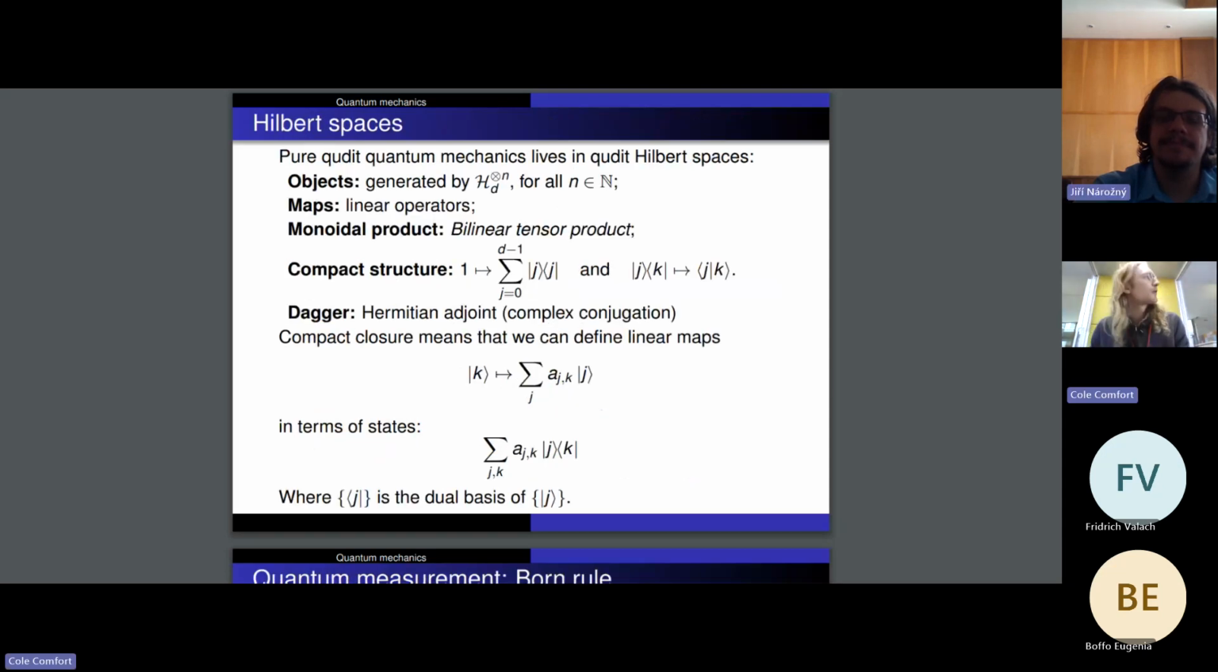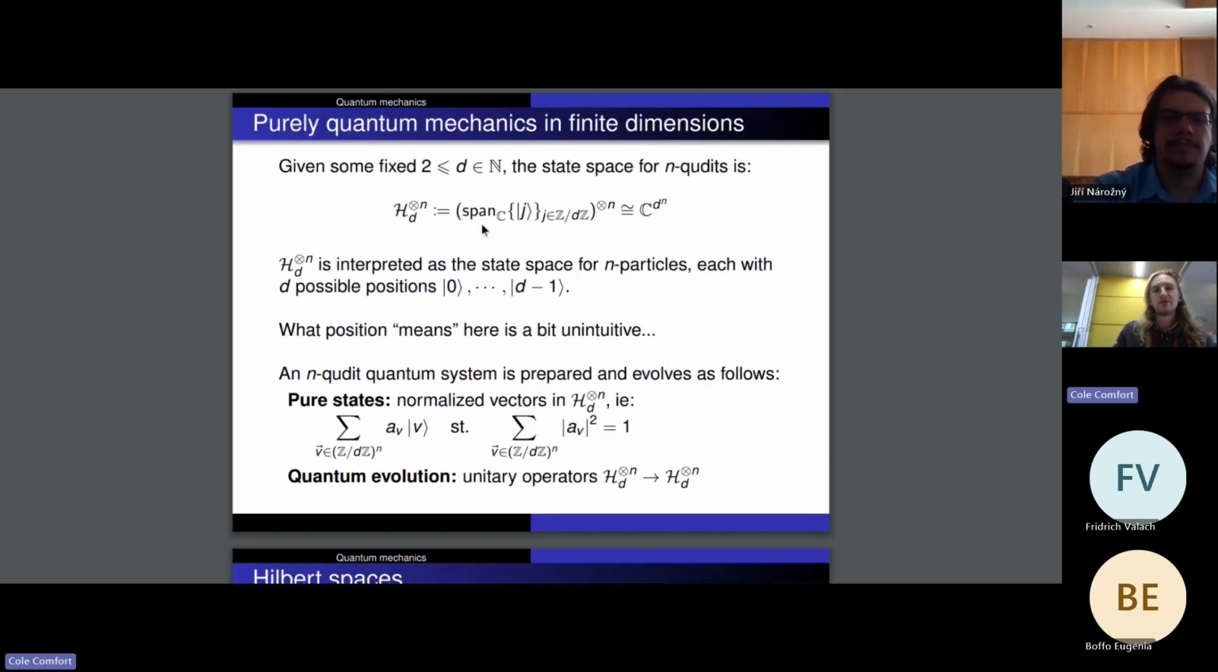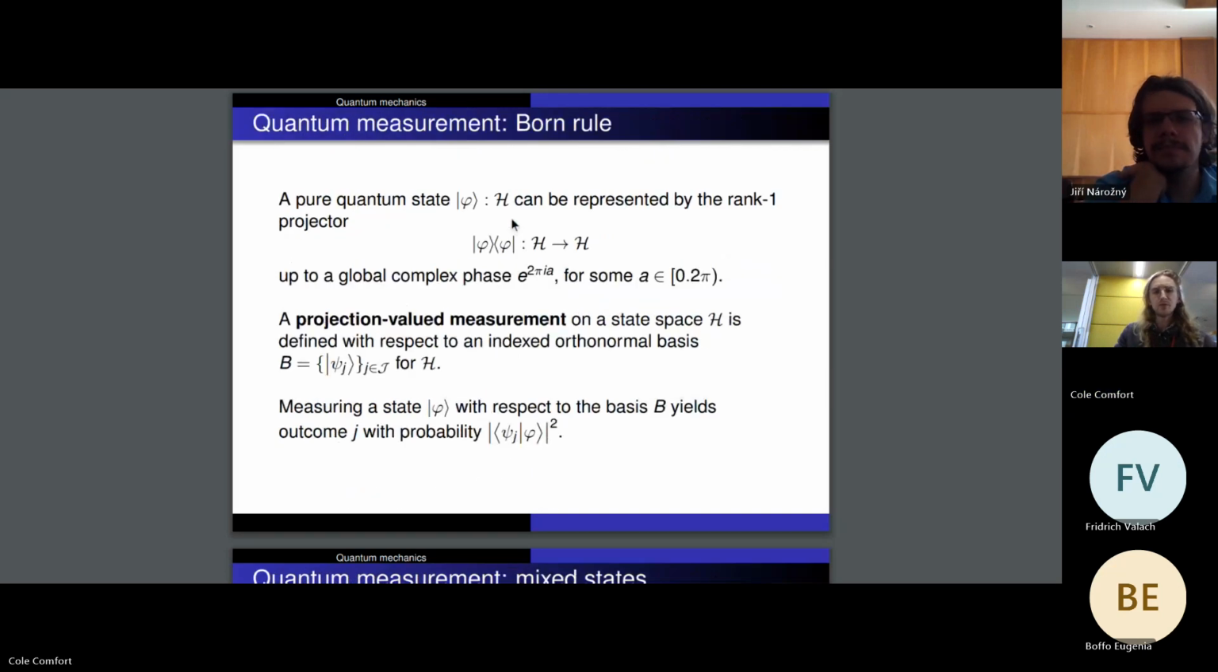But for my purposes, being a category theorist, this is a way too restrictive setting to work in. And instead, what I'm going to do, at least initially, is work in qubit Hilbert spaces. So this is the full subcategory of Hilbert spaces, or equivalently of matrices, but now where the objects are generated by these qubit Hilbert spaces that I gave before, the span of these vectors.